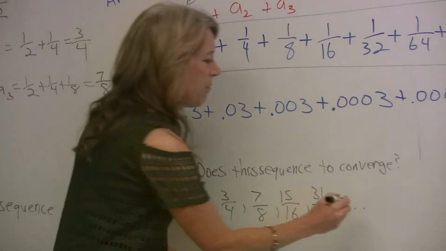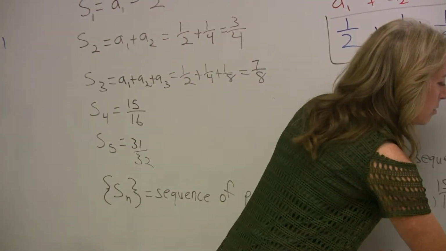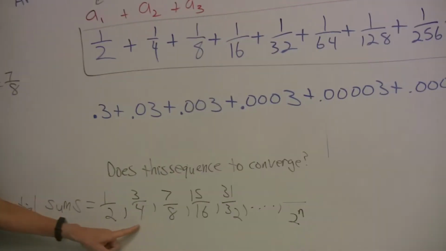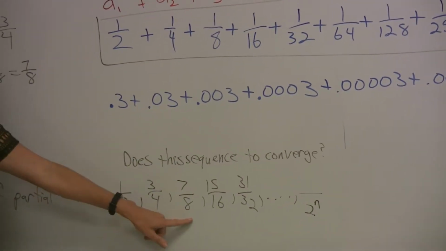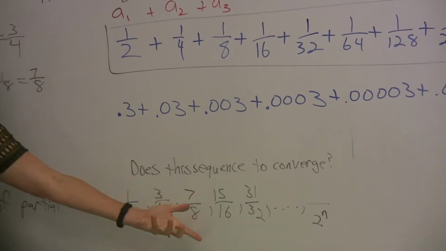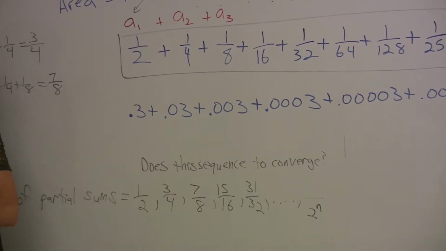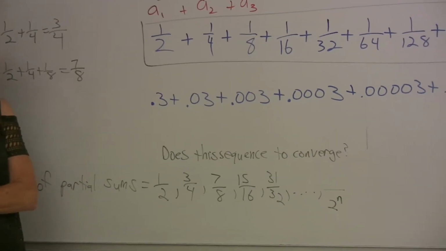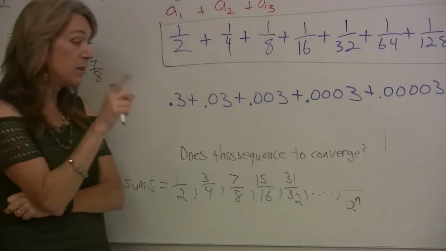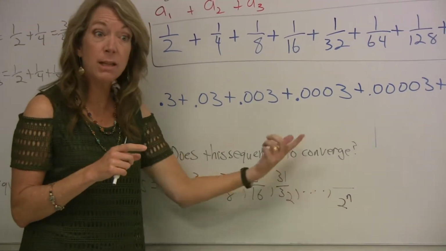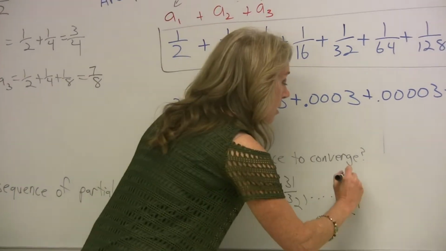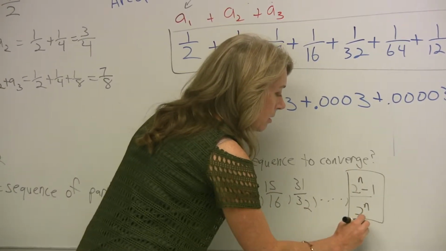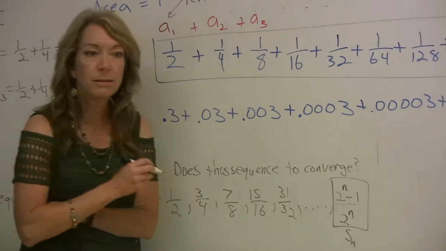So do you agree that maybe my general term on the bottom is 2 to the n? 2 to the 1, 2 squared, 2 cubed, 2 to the n is general. How does the top compare to that? N minus 1. Close. It's not just n minus 1, it's this number minus 1. So it would be 2 to the n minus 1. This right here would be our general Sn.